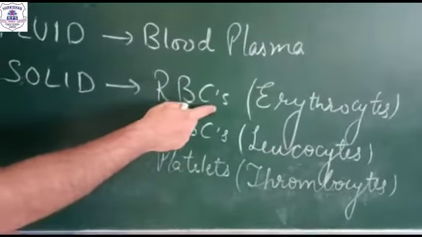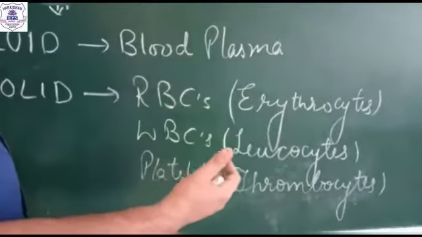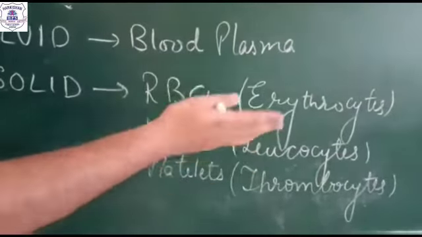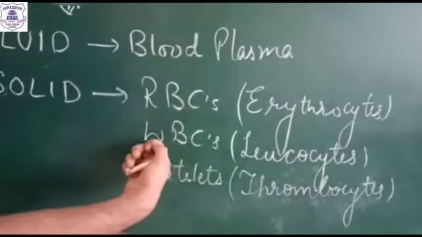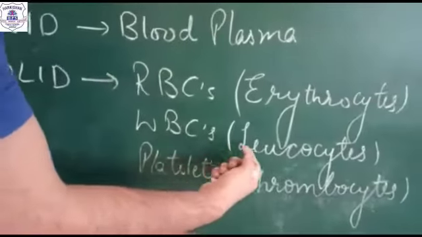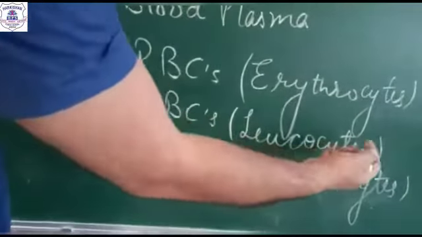And why are they red in color? They are red in color because of the presence of a red pigment called hemoglobin, that helps them to transport the oxygen from one part to the other. Next is the WBCs, white blood cells. They are also called leukocytes.